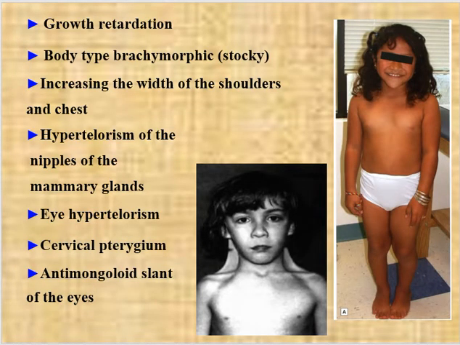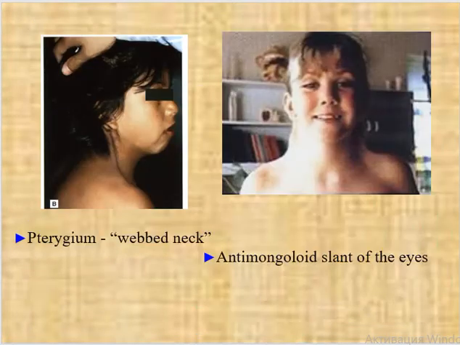Growth retardation, brachymorphic, stocky body type, increased width of shoulders and chest, hypertelorism of the nipples of the mammary glands, eye hypertelorism, cervical pterygium, antimongoloid slant of the eyes. Here you can see what the webbed neck looks like and the antimongoloid slant of the eyes.